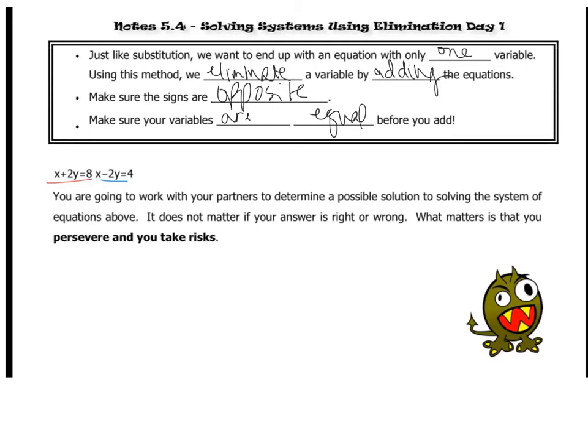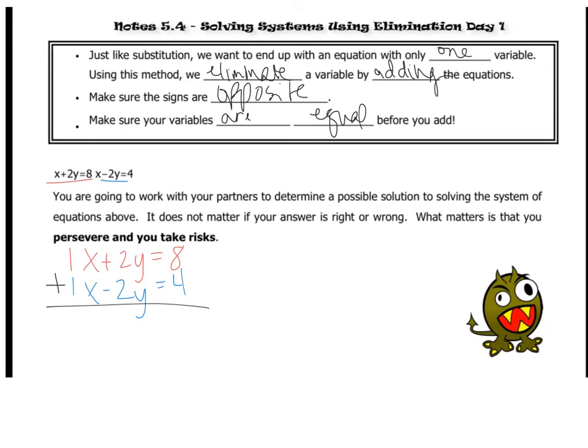Our first equation, x plus 2y equals 8 and x minus 2y equals 4. So we're making a giant addition problem. You notice that the x's are the same. They have the same coefficient of 1, right? Because it's the same thing as 1x. But they're not opposite. So these do not eliminate.